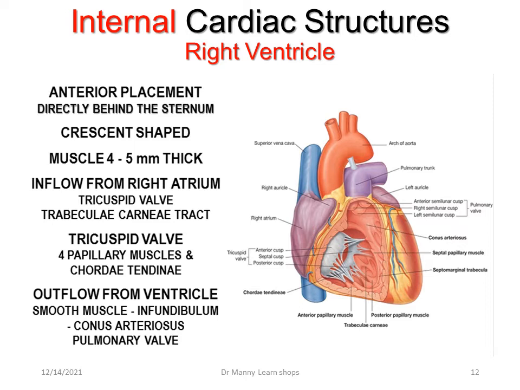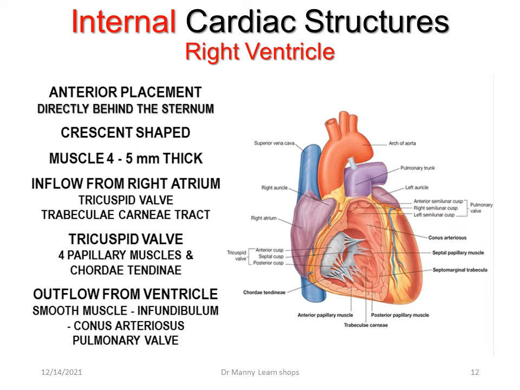The right ventricle is connected to the right atrium under normal circumstances, and its placement is anteriorly, directly behind the sternum. It's crescent-shaped. Its muscle is thicker. It's about 4 to 5 millimeters thick, and the inflow is from the right atrium via the tricuspid valve, and there are trabeculae carneae as far as a tract goes.